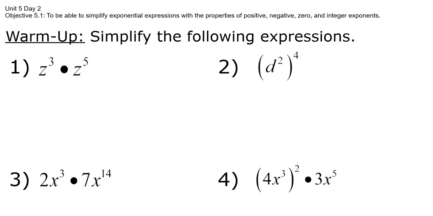Today our objective is still simplifying exponential expressions with properties of positive, negative, zero, and integer exponents. So to think about what we did in our previous lesson, we want to simplify the 4 expressions, and then we're going to check our results.